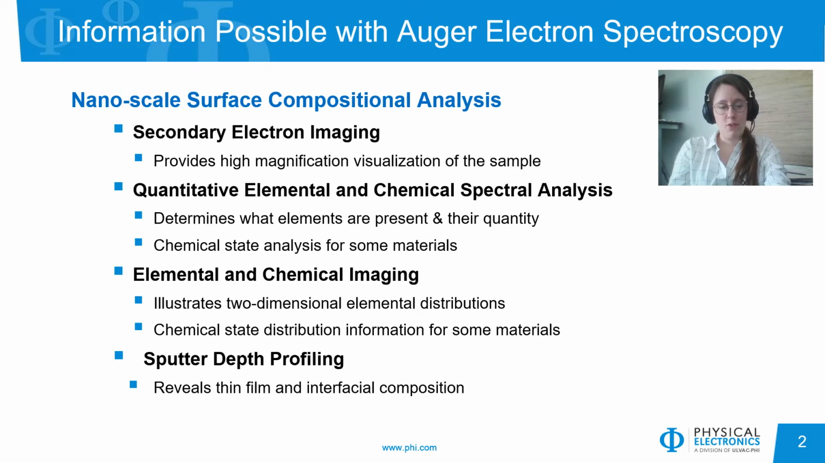The third type of information we can get from Auger is elemental and chemical imaging. So we can get two-dimensional elemental distributions and in some cases chemical state distribution information for some materials. And finally, we can conduct sputter depth profiling to reveal the thin film and interfacial composition.